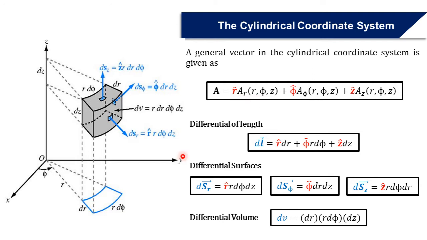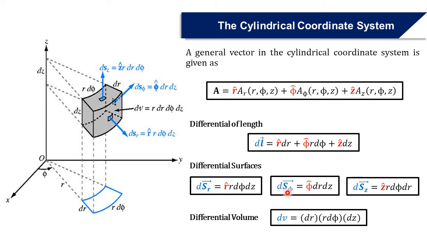Okay? So, describe lang ulit natin yung differential of length base sa cylindrical coordinate system. The differential of length, this dl, is equal to r hat dr plus phi hat r d phi plus z hat dz. So, sa differential surfaces naman, ganito rin yan. The differential surface in the r direction is equal to r hat, r d phi, lagi magkasama yung r d phi niyan, times dz.